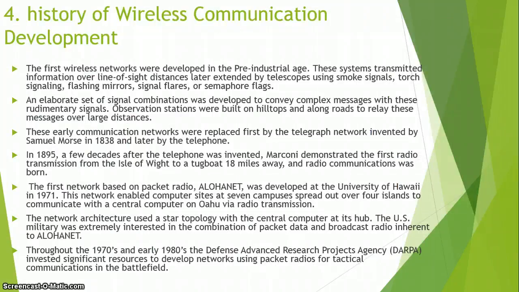Okay, the fourth question is the history of wireless communication. The first wireless networks were developed in the pre-industrial age. These systems transmitted information over line of sight distance, later extended by telescope, using smoke signals, torches, and so on. An elaborate set of signal combinations was developed to convey complex messages with these rudimentary signals. Observation stations were built on hilltops and along roads to relay messages over large distances.